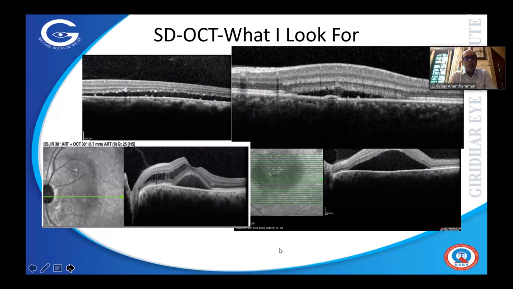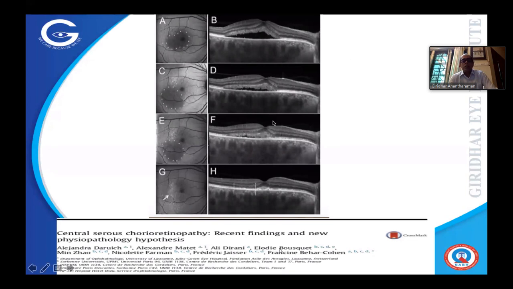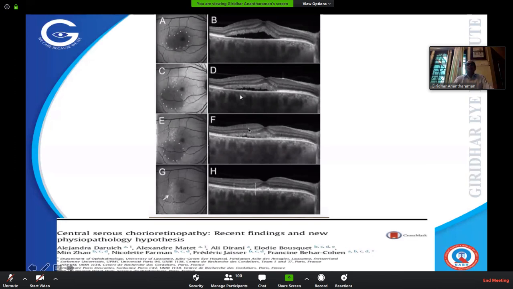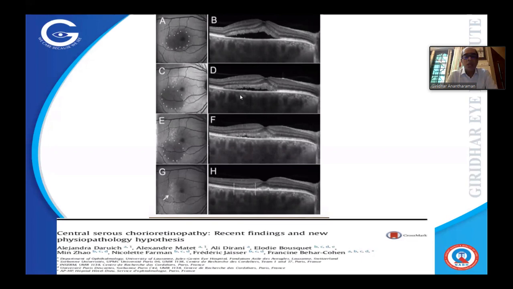This is a picture that I got from one of the review articles, and this is a very interesting picture. You can see here the same patient over a period of 4 to 5 months, there is a resolution of the disease. But you can see this hyperreflective area on the roof of the serous macular detachment, which is progressively increasing as the disease progresses. And this again is just to show you how you can diagnose the chronicity of the disease by looking at an OCT. Okay, so basically OCT is a very important investigation.